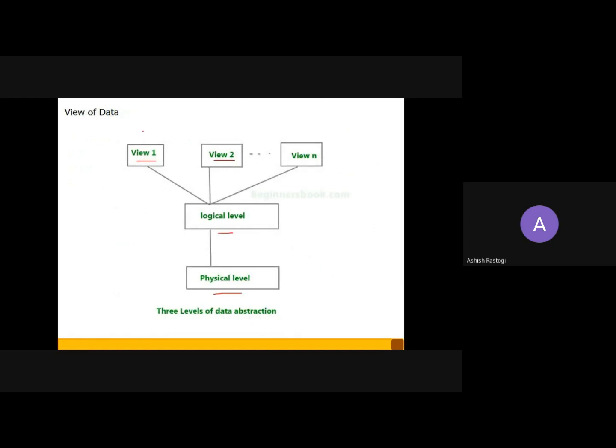In this diagram, suppose view one is for the student level and view two is for the faculty level. Then there are view three, view four, and so on, for different users like engineer, manager, and clerk. Different users have different data sets. A student can see only his or her data, faculty can see other students' data, and a manager can see all faculty and student data. So different users have different views.